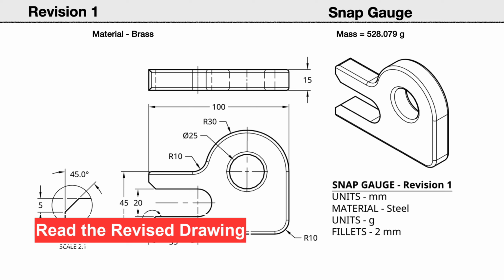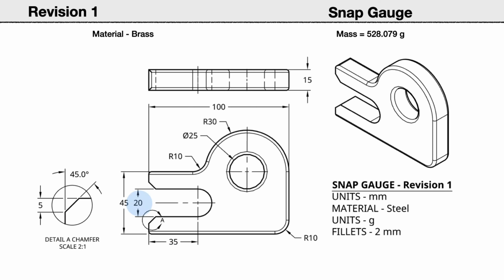We will start by reading the revision drawings to find which features need to be changed. First, the height of the slot has increased 5 mm from 15 to 20. Along with this, the nose height has also been increased by 5 mm to 45 mm. I notice that when these changes are made, the slot should remain centered on the nose end. A 2 mm radius fillet has been added along the outside edges and the hole.